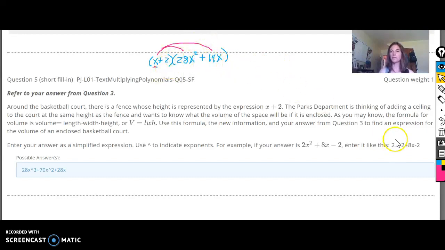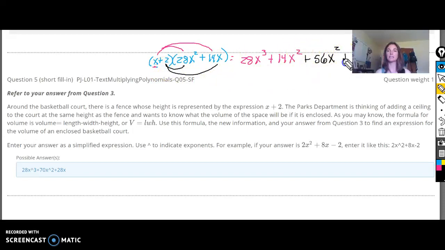So I'm going to multiply the x through, and when I do that, I get, so the first one, x times 28x equals 28x cubed, and x times 14x is 14x squared. All right, now in black, I'm going to multiply the 2 by each of these terms, and I get 2 times 28x squared is 56x squared, and 2 times 14x is 28x, okay?